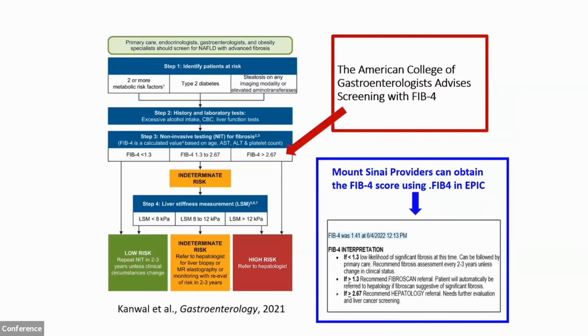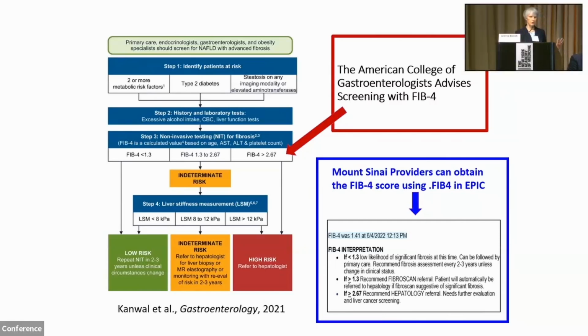And I just included this slide. I won't go into it because of the time, but what it shows is that the American College of Gastroenterology has identified steatosis as a very common incidental finding. And there's an entire algorithm that's already in place for working it up. And we've hardwired the EPIC record at Mount Sinai to make it very easy to follow up by doing a non-invasive test for liver fibrosis.